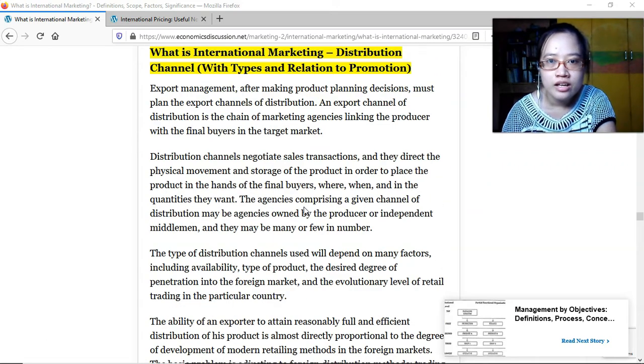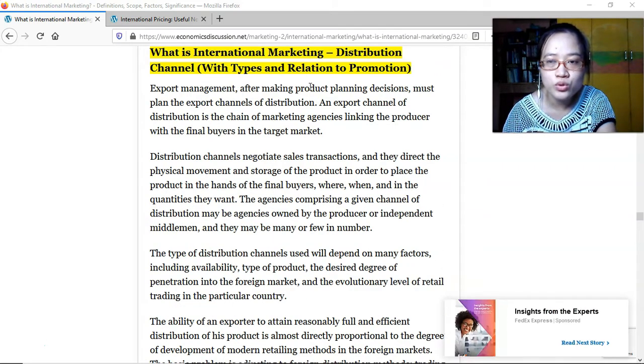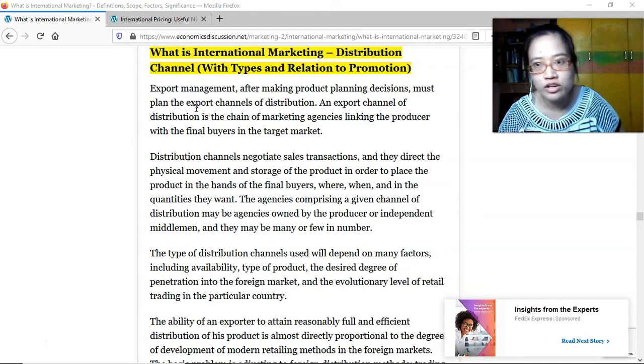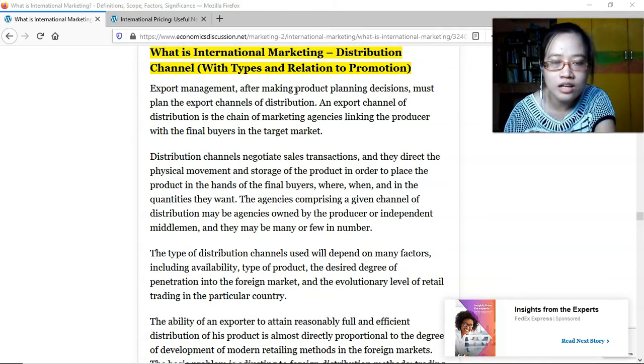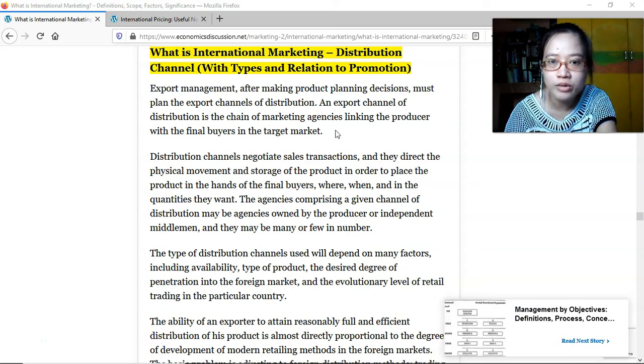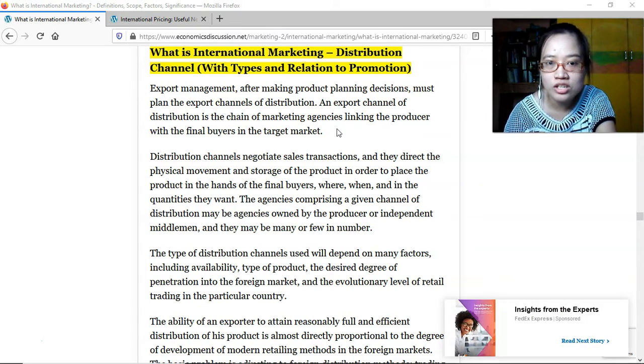Okay. Next, we have distribution channels, with types and relation to promotion. So, export management. After making product planning decisions, you must plan the export channels of distribution. An export channel of distribution is the main chain of marketing agencies linking the producer with the final buyers in the market.